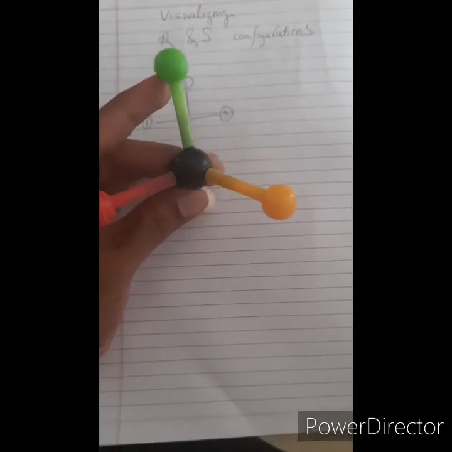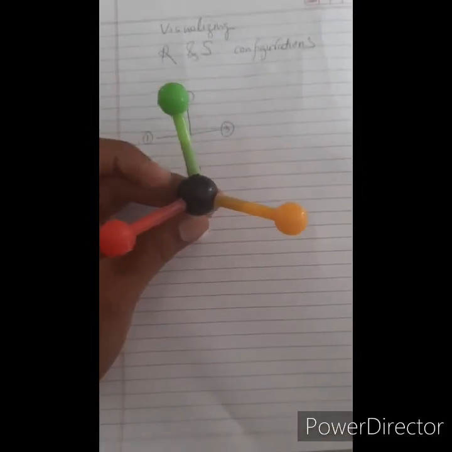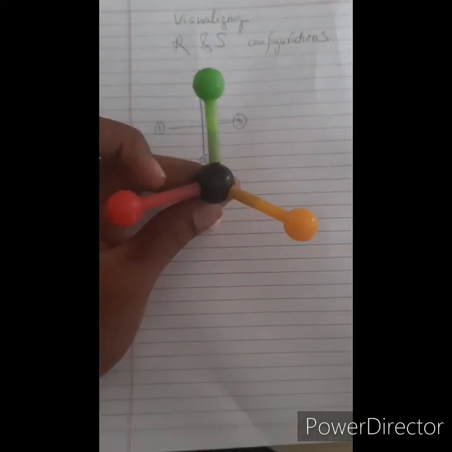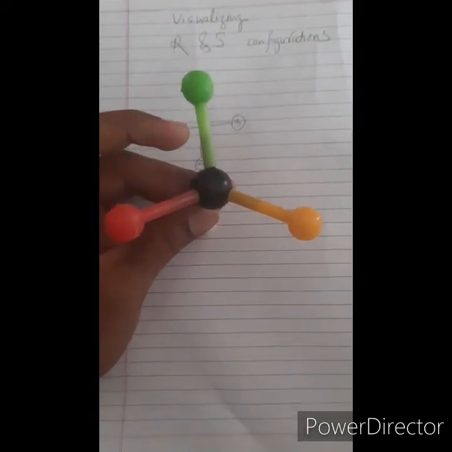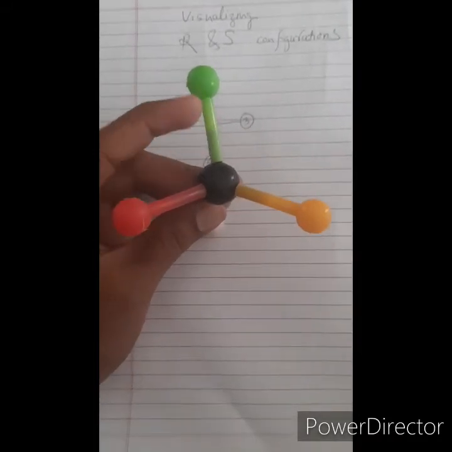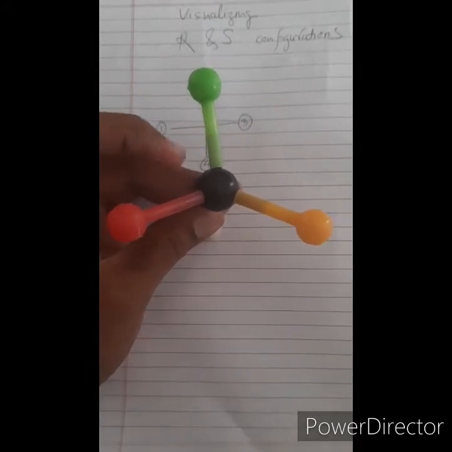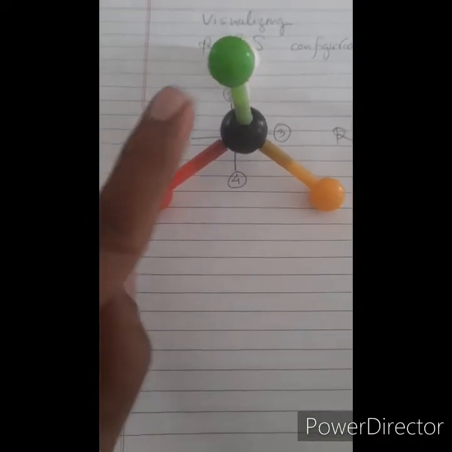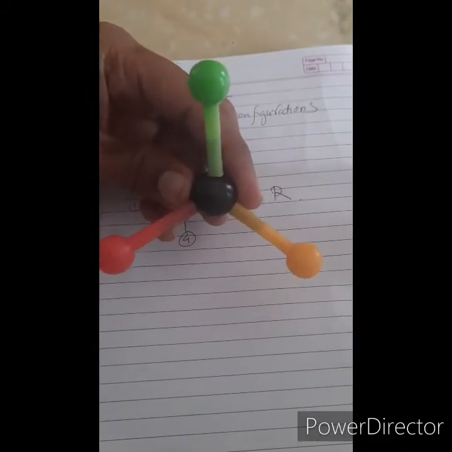The lowest priority group, this white, should be below the plane, and these 3 groups are pointing towards you. Now if you count, red is 1, green is 2, and yellow is 3. If you see the rotation, it is clockwise rotation, so it is towards the right hand side, and therefore this has R configuration. So this is an example of R configuration: 1, 2, 3, right side clockwise rotation, so it is R configuration.